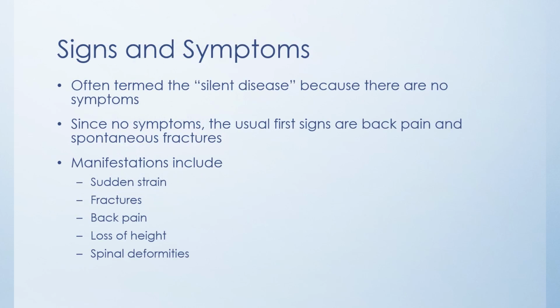So, what are the signs and symptoms? Like I said a few slides ago, this is known as the silent disease because there's not really any symptoms. The first sign is back pain and spontaneous fractures. What we may see, though, is a patient that comes in with sudden strains, fractures, back pain, loss of height, and spinal deformities. These spinal deformities are caused by the compression of vertebrae, so there's spinal deformities and loss of height with that one. As I said earlier, back pain is one of the big signs, but a lot of time it's ignored because we just kind of write it off.